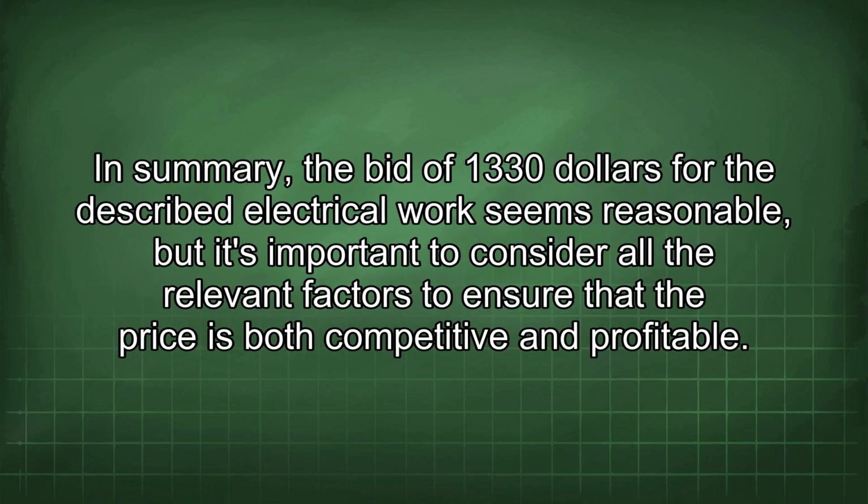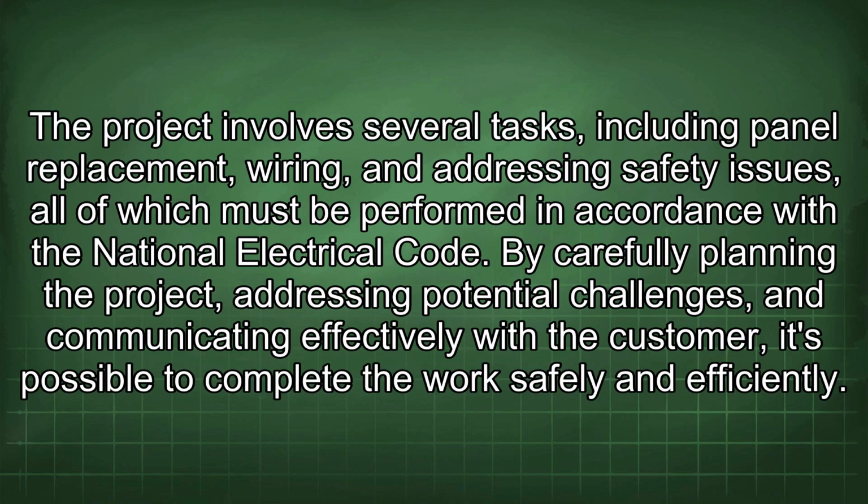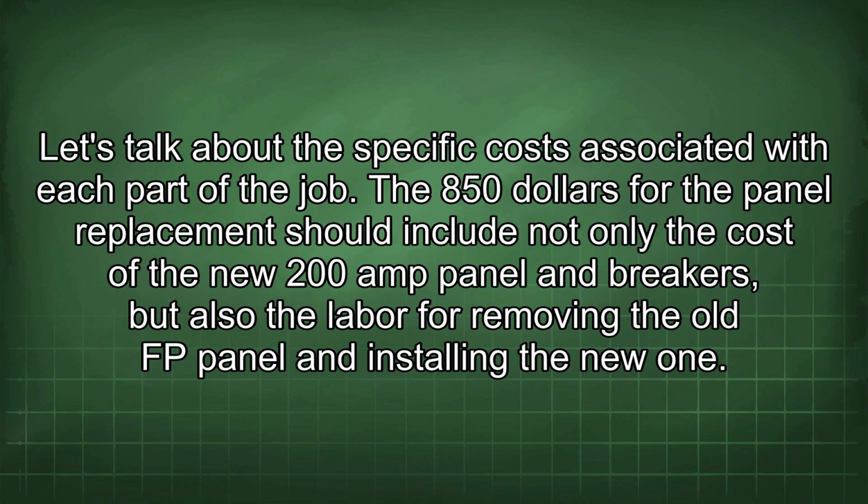In summary, the bid of $1,330 for the described electrical work seems reasonable, but it's important to consider all the relevant factors to ensure that the price is both competitive and profitable. The project involves several tasks, including panel replacement, wiring, and addressing safety issues, all of which must be performed in accordance with the National Electrical Code. By carefully planning the project, addressing potential challenges, and communicating effectively with the customer, it's possible to complete the work safely and efficiently. Let's talk about the specific costs associated with each part of the job.